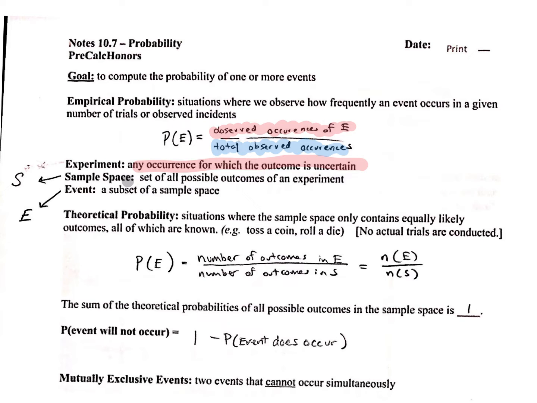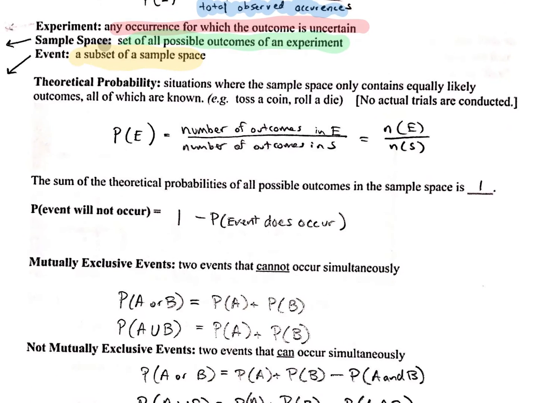The sample space is what we define as the set of all possible outcomes. And a specific event is a subset of the sample space, one outcome that we are looking for. More common when we talk about probability is theoretical probability, situations where the sample space only contains equally likely outcomes, such as a coin toss or a roll of a dice.